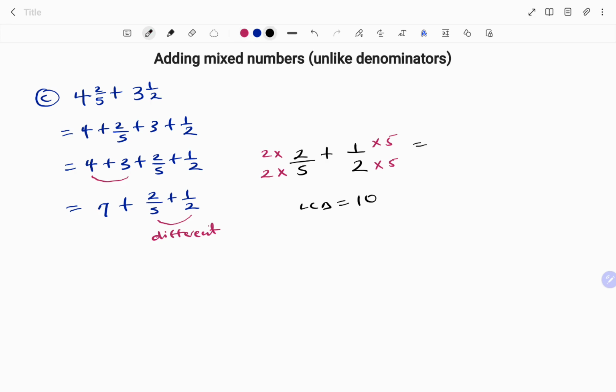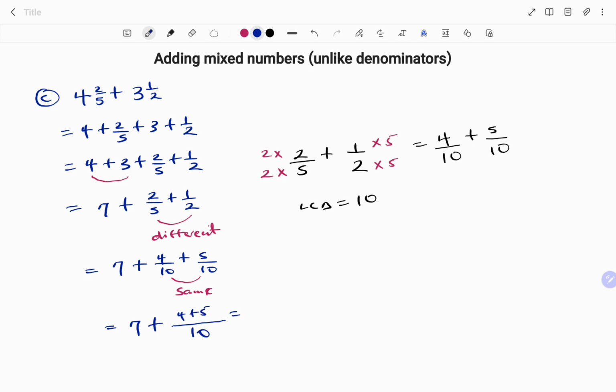That will give me my new sum: 2 times 2, 4 over 5 times 2, that's 10, plus 1 times 5, 5 over 2 times 5, 10. Now that my denominators are the same, I'm going to slot it back into the question. I have 7 plus 4 over 10 plus 5 over 10. And if I check, my denominators are now the same. Thus, I have 7 plus, putting it under the same denominator, 10, I have 4 plus 5, and this will give me 7 whole number, 9 over 10.